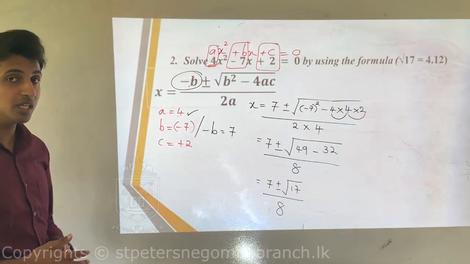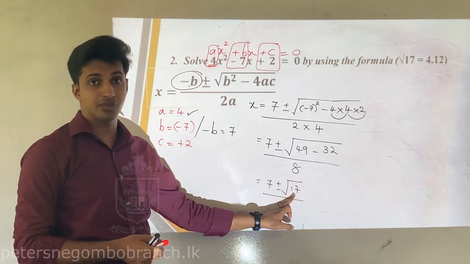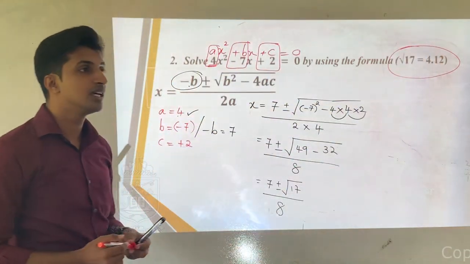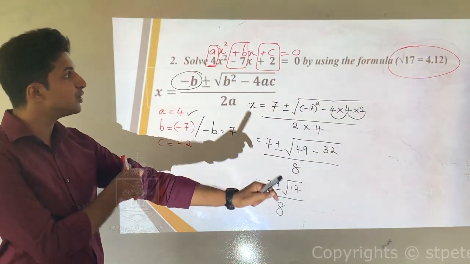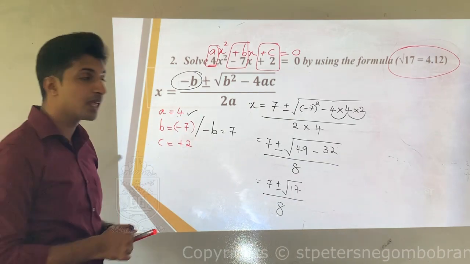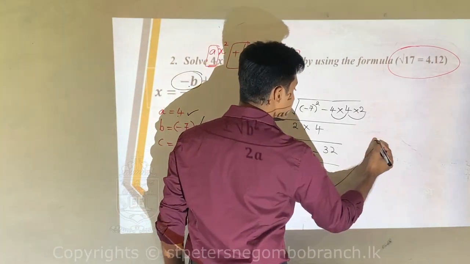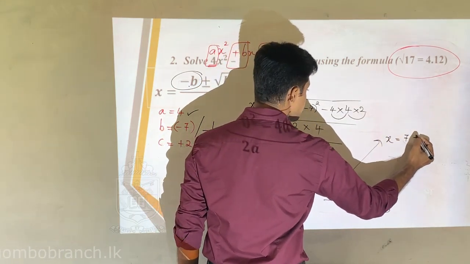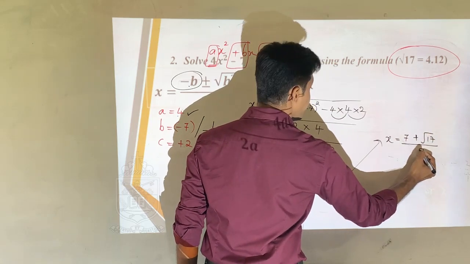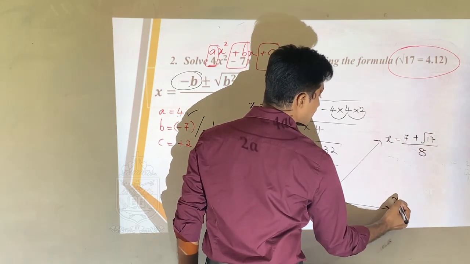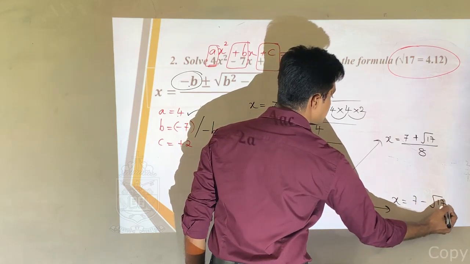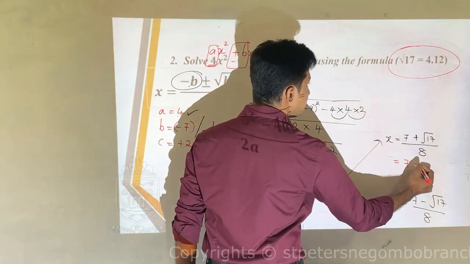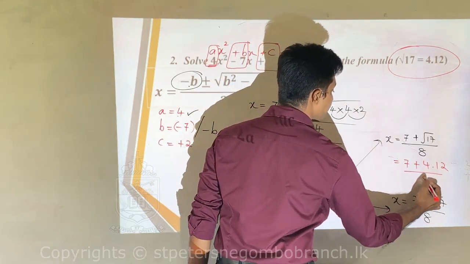So last week we did a question like that, and I told you when you don't have a square root value, if you don't know, in the exam paper they will give it to you. In the exam paper, they have already given to you that root 17 is 4.12. Now you can take that value, breaking into two parts. So x equals 7 plus root 17 over 8, or you can take x equals 7 minus root 17 over 8. Now, instead of the root 17 value, substitute 4.12 over 8.